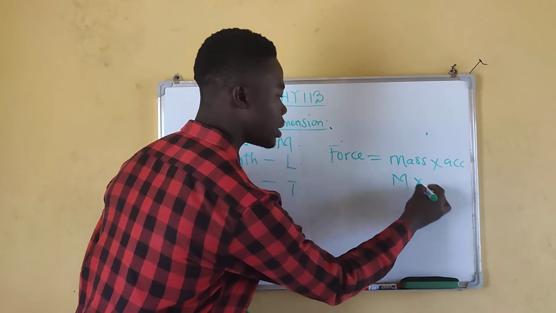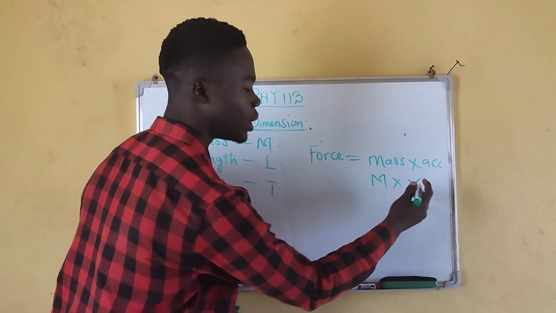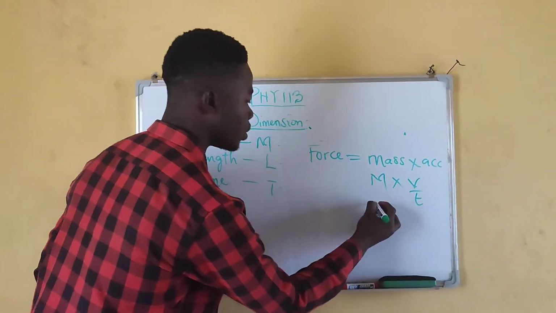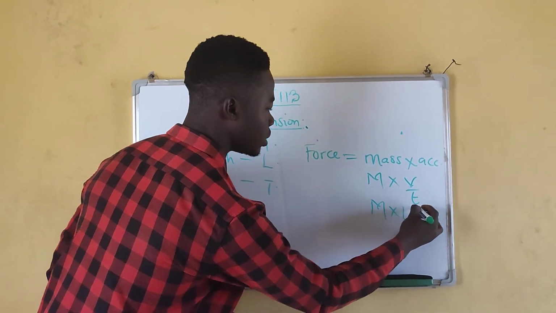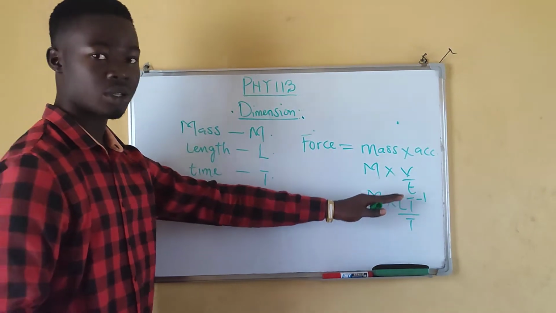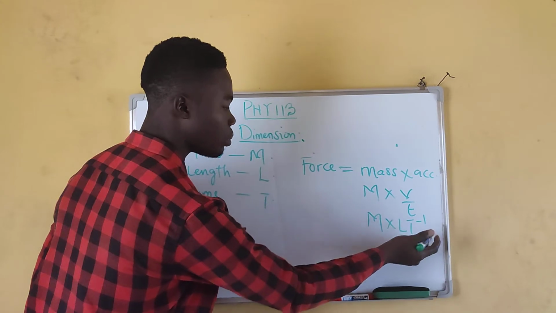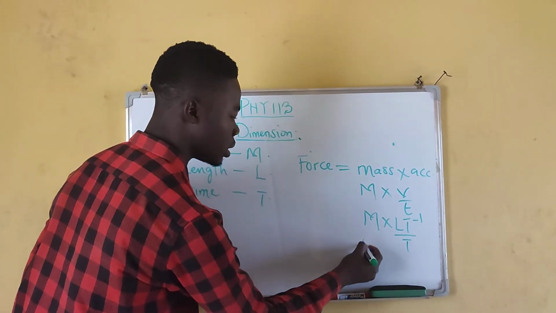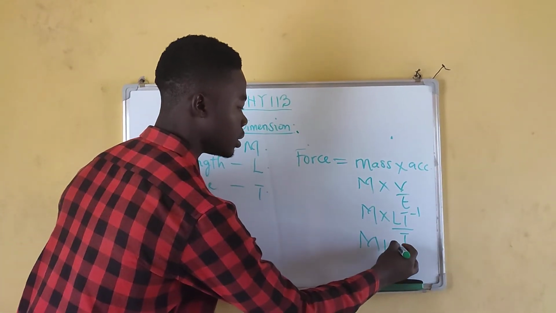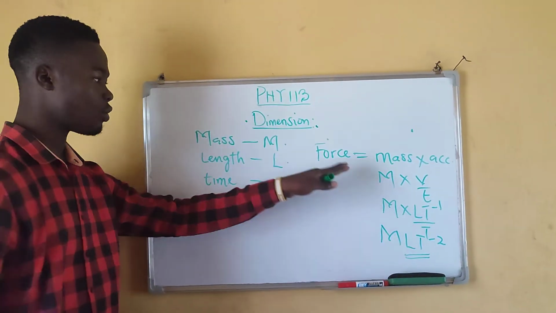Acceleration is velocity over time. We know our velocity from the other one we did. So M multiplied by L T minus 1 over T. Note that whenever you see your time, you represent it with capital T. So when this T is going up, you add 1 to this minus 1. It's just the law of indices. So we have M L T minus 2. This is the dimension for force.